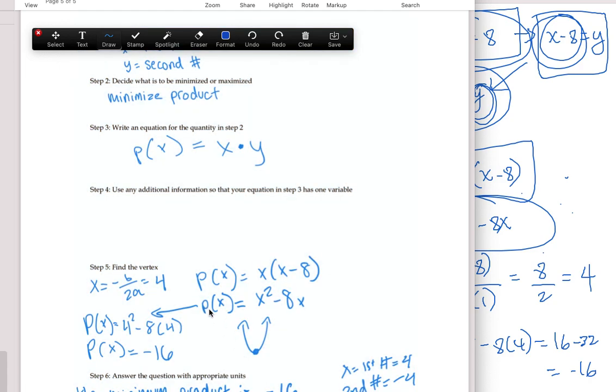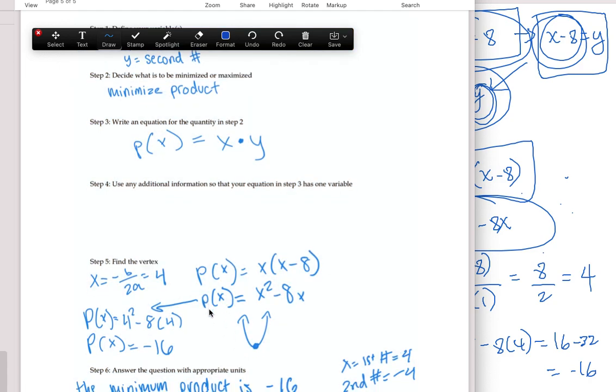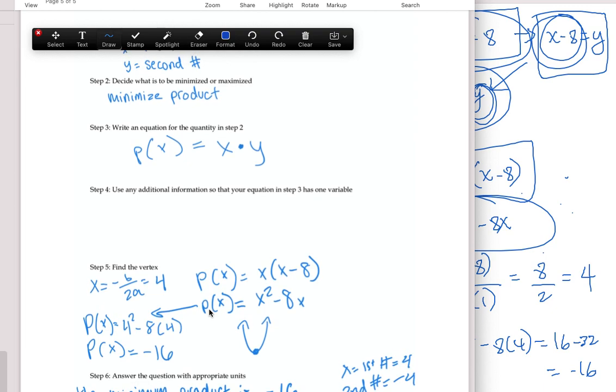But did we set up our equation incorrectly? Because then that would say the second number is also 0. Sorry, one of them is 0. So then the minimum will be 0 times 8, which would give us a 0. But that doesn't make sense. So what happened here?